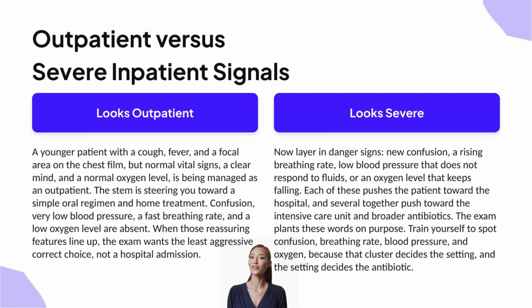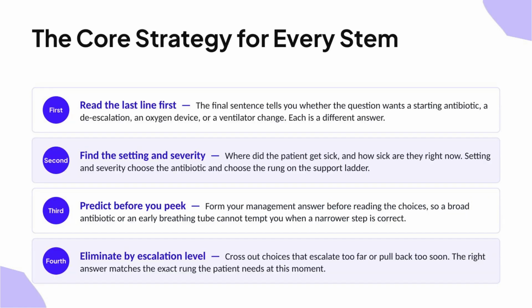Each of these pushes the patient toward the hospital, and several together push toward the intensive care unit and broader antibiotics. The examination plants these words on purpose. Train yourself to spot 4 things: confusion, breathing rate, blood pressure, and oxygen. That cluster decides the setting, and the setting decides the antibiotic. Every question we walk through today uses the same 4-step rhythm, so let us lock it in now.